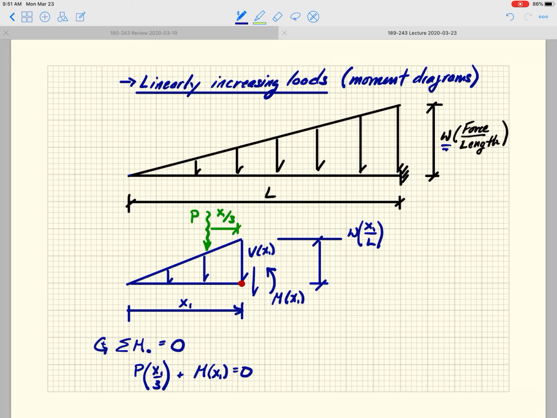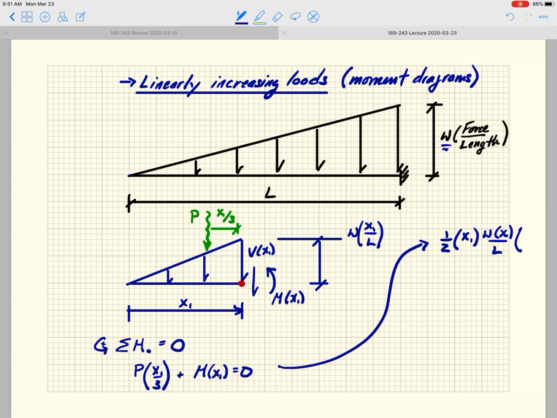And the P now basically becomes 1/2 base times height, right? So that's 1/2. The base is x1. The height is W x1 over L, right?